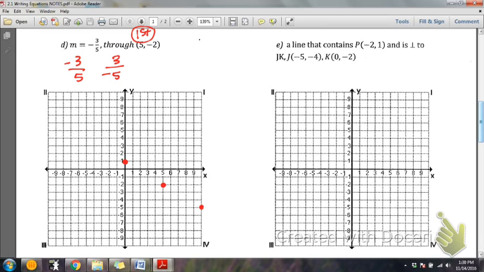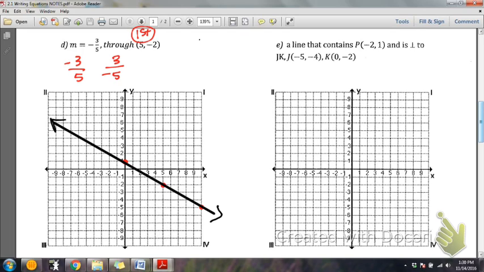So now I'll grab you some rulers. Please make sure that your line goes all the way through the graph. Okay, I don't want little baby lines. Your line needs to stretch the entire graph.